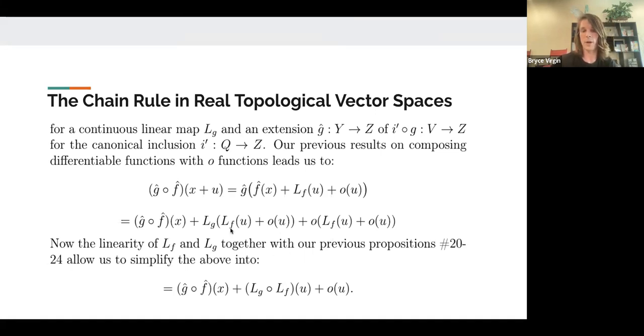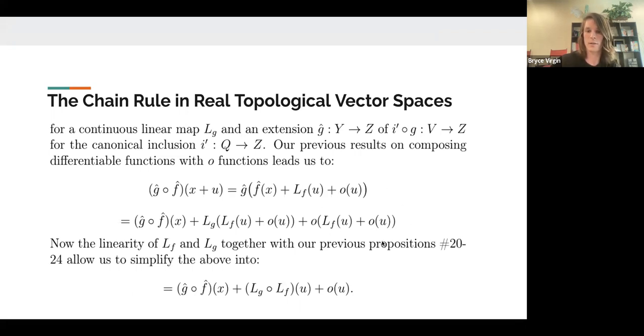to break up its evaluation on these two terms. And what we'll find is the composition of two continuous linear maps with each other. That will give us a continuous linear map. And the composition of a continuous linear map with a little o function, which we know must be little o. So we have a little o function here.